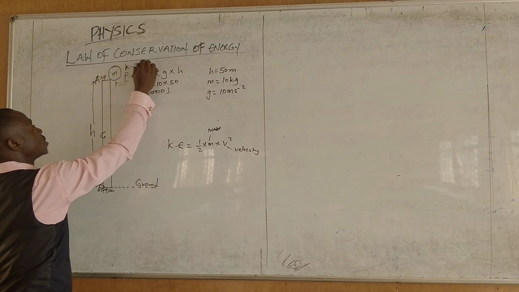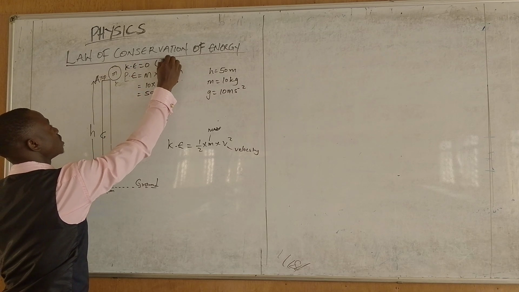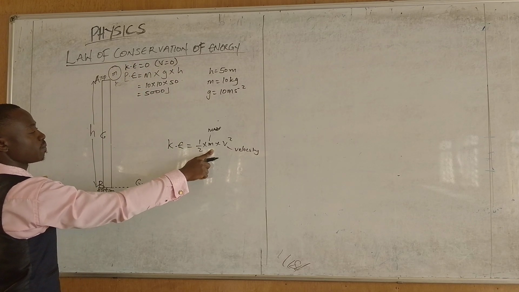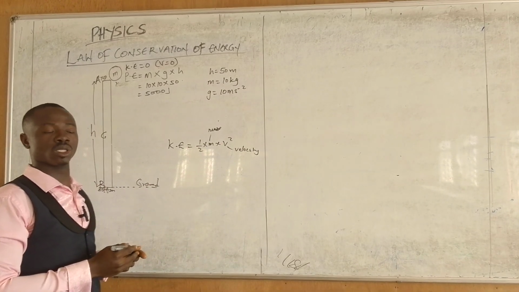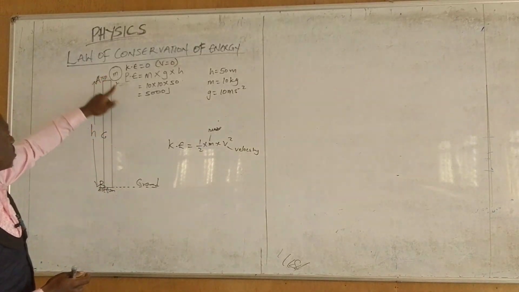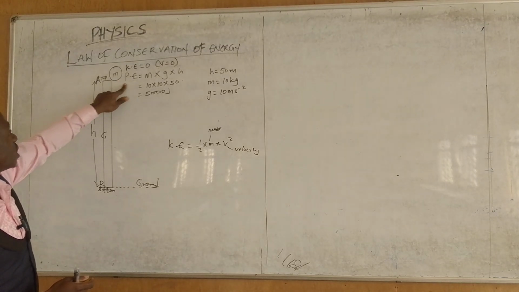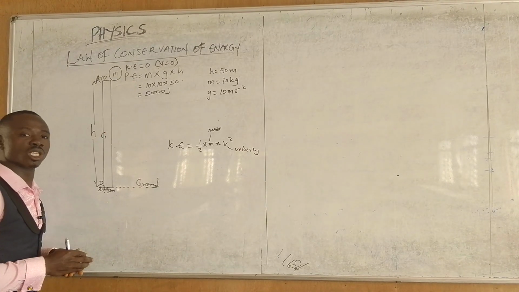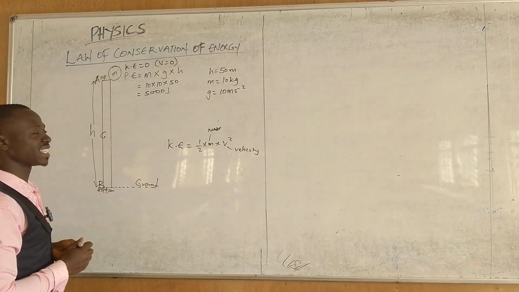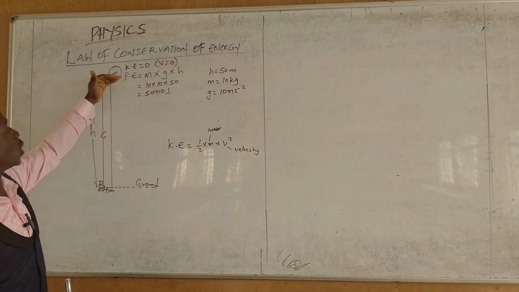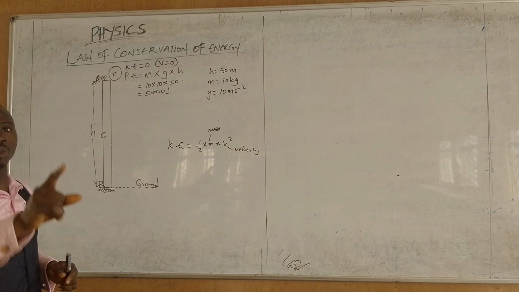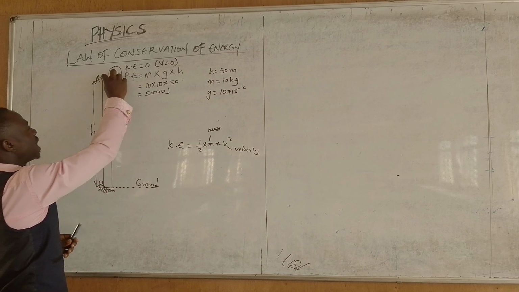KE equals 0, because v is equal to 0. If you look at this formula, KE will be equal to 0 anytime v is equal to 0. But as the object comes down, what happens? It begins to gain kinetic energy. But what happens to the potential energy? The potential energy will reduce.